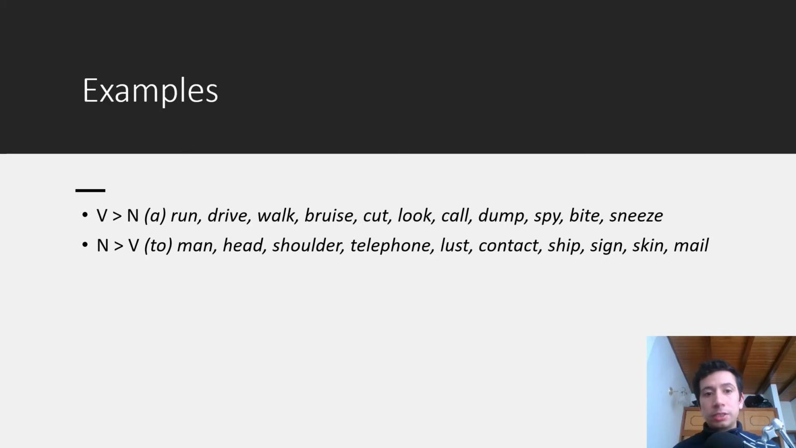All right, now what are some of those examples? Not dealing with stress yet. So we have, from verb to noun, run, drive, walk, bruise, cut, look, call, and so on. We can also change the syntactic form from noun to verb, as you see here. So we have man, head, shoulder, telephone, last, contact, and ship. I'm sorry. All right, those were the examples. So let's continue.